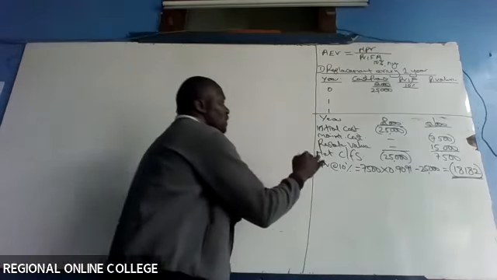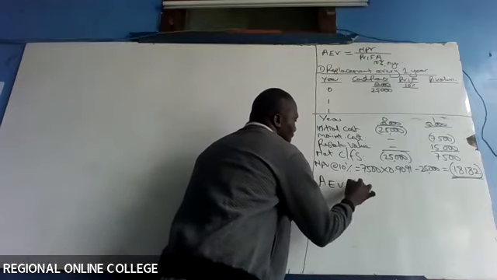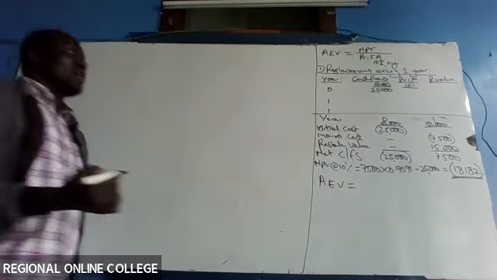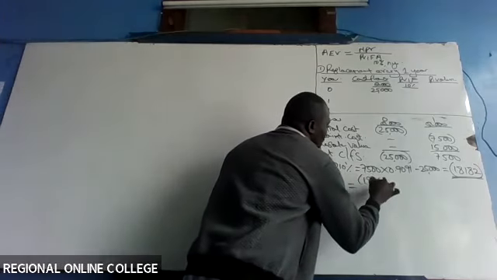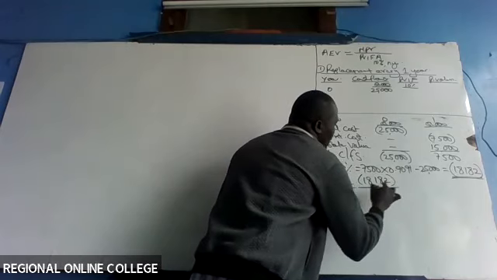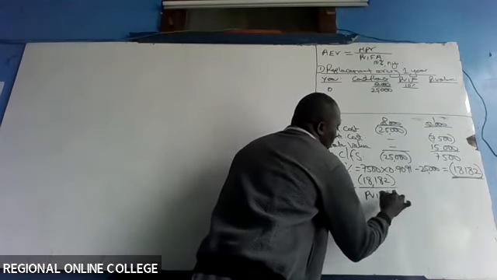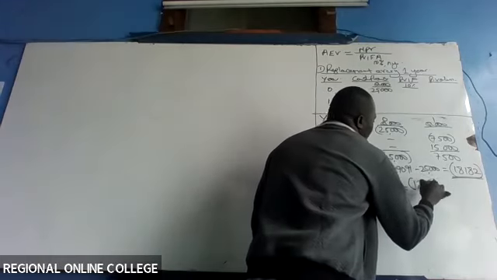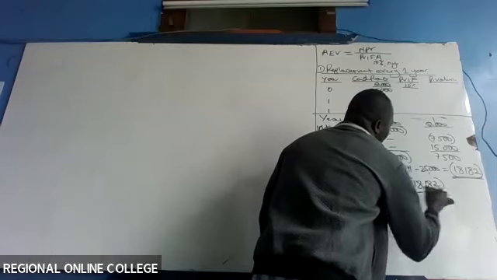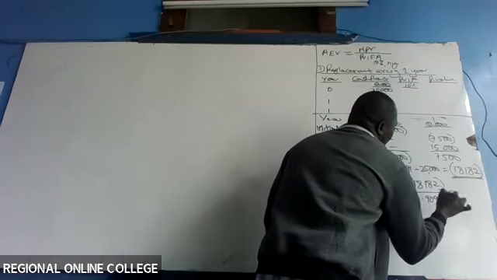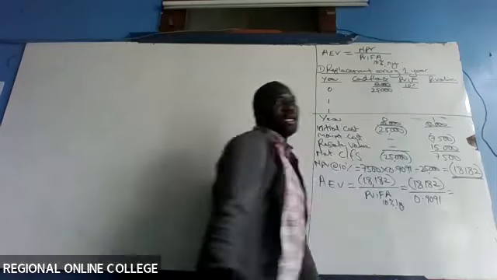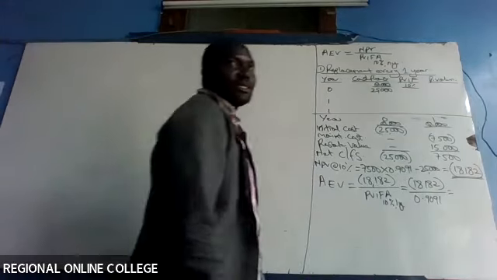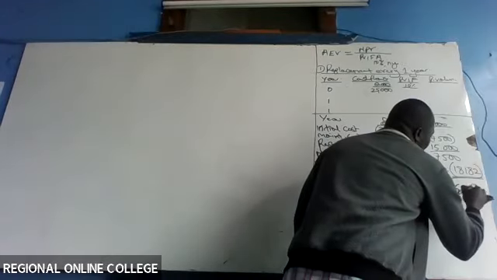Then I'll explain myself. Can we first of all get the AEV? So AEV becomes the NPV of negative 18,182 divided by the PVFAR, 10% 1 year. 10% 1 year, I think I know it. It is 0.1981. So how much is our AEV? 20,000. So that's negative 20,000.